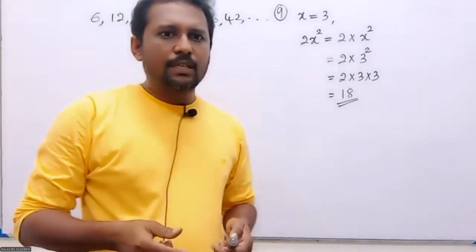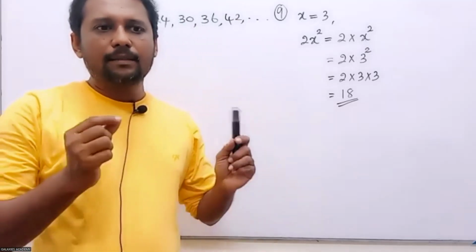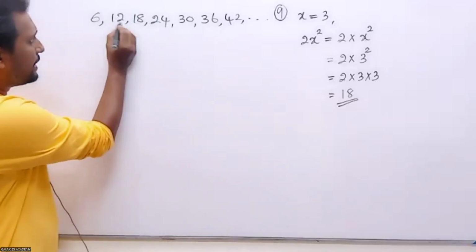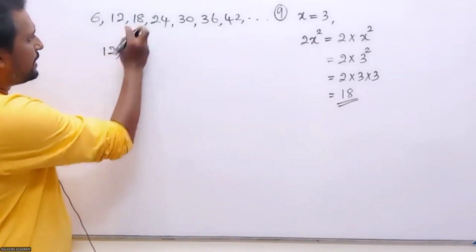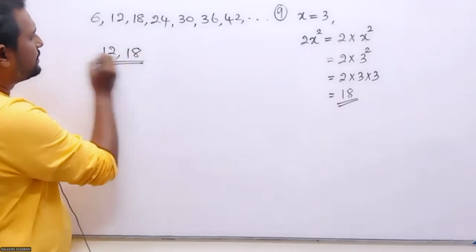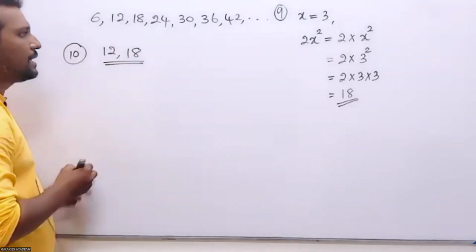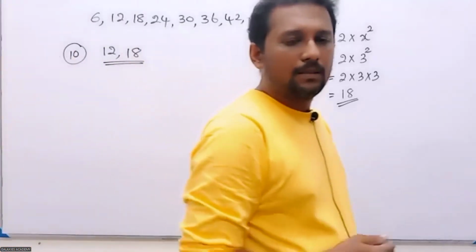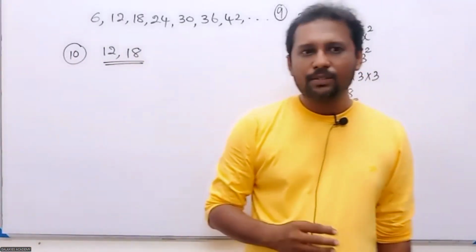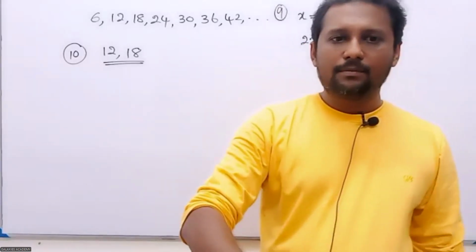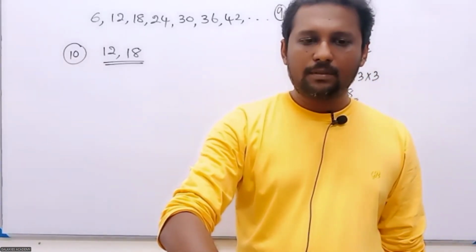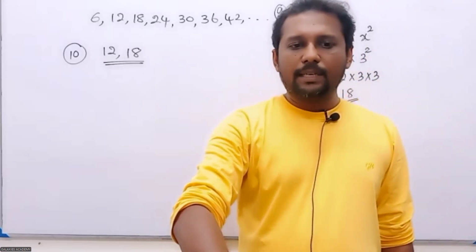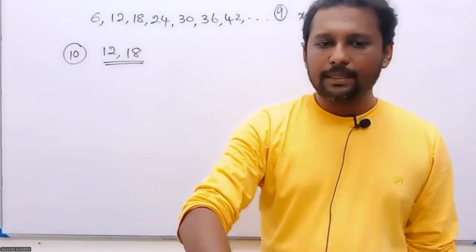In this question, it asks to write the second and third multiples of 6. So what are the answers? The second one is 12, the third one is 18. It is the 10th question answer. You only have to write these two values. Very easy questions, okay? You have to understand well. Right, then let's go to the next one, number 11.